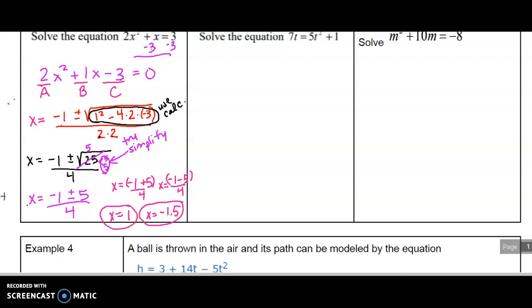Okay, so we still get two answers, but there is no root in this one because the square root simplified. All right, let's try another one.